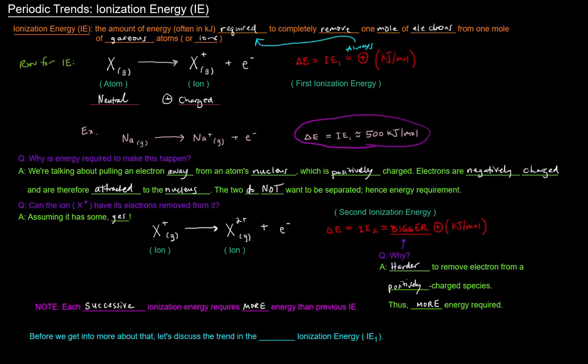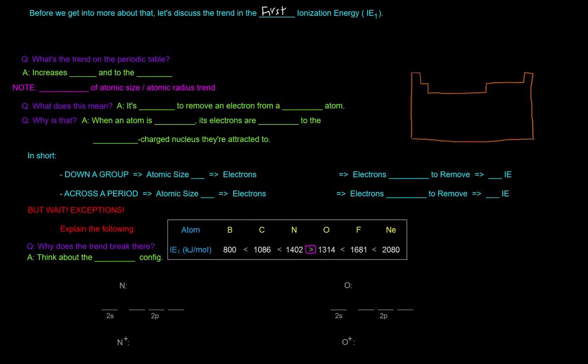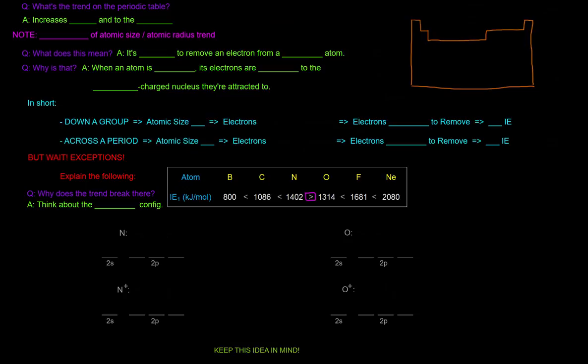Before we get into more about that, let's discuss the trend in the first ionization energy, ionization energy number 1. We'll see how that looks on the periodic table. So the question is, what's the trend on the periodic table as far as ionization energy goes? Well, it's going to increase up and to the right.